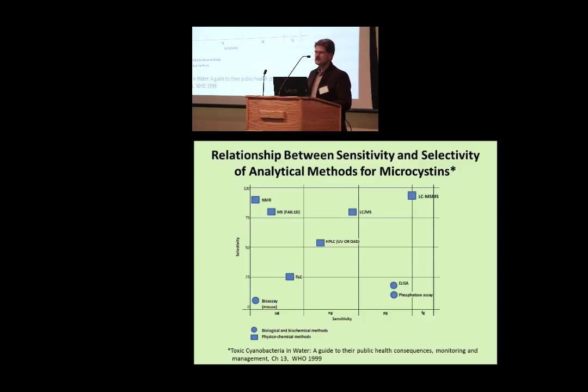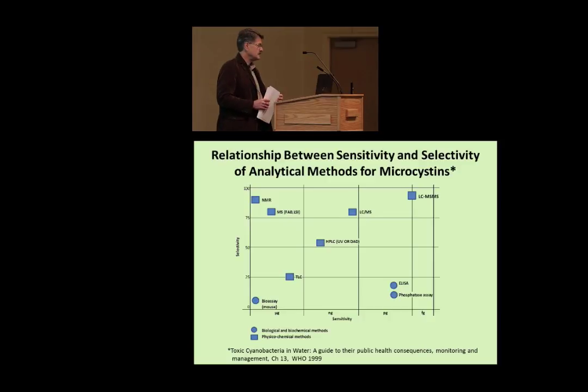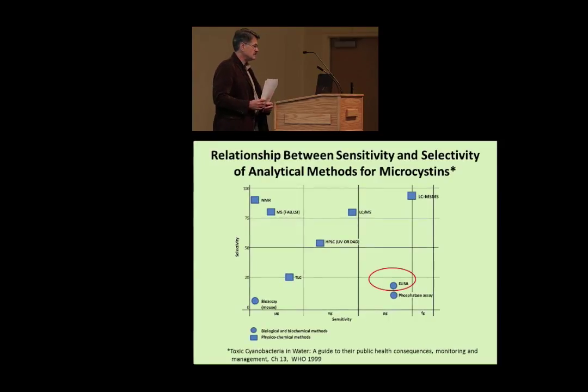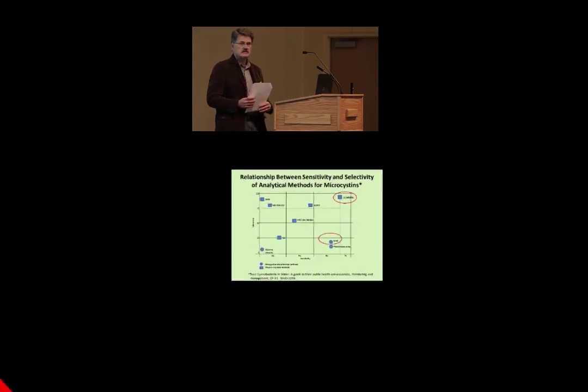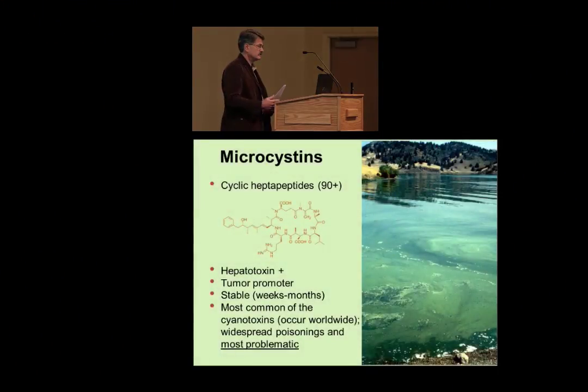This shows the relationship between sensitivity and selectivity. The ELISA method is very sensitive. It's not as selective. It's towards the bottom of the selectivity range. LC-MS, tandem mass spectrometry, is up at the top, both in sensitivity and selectivity.